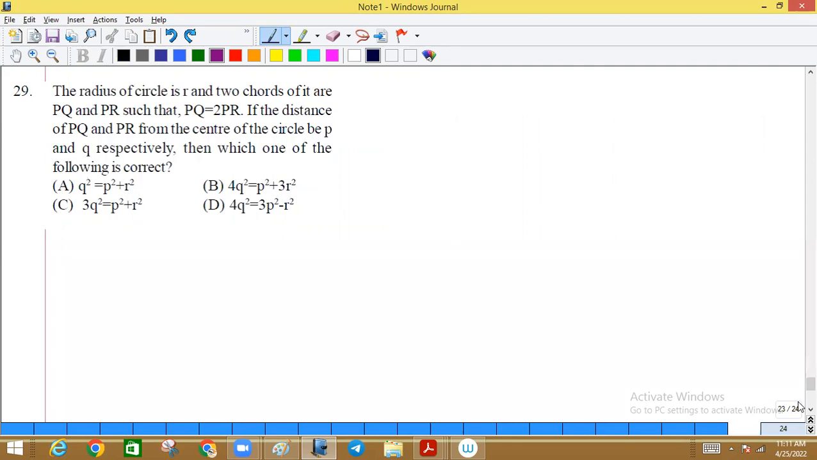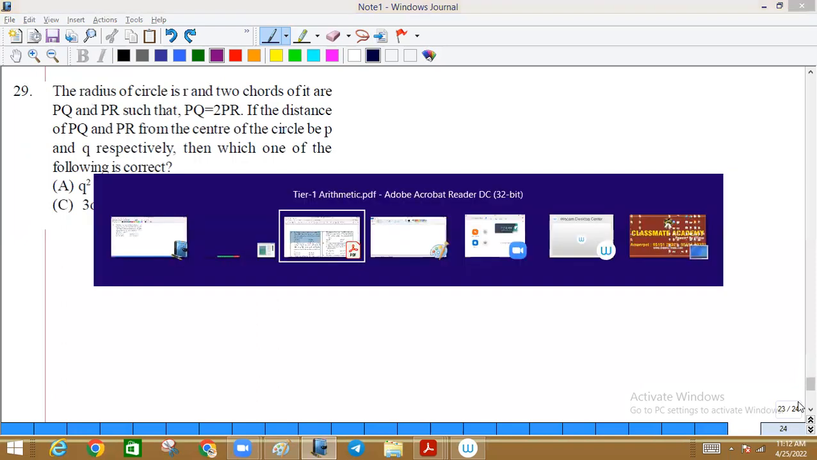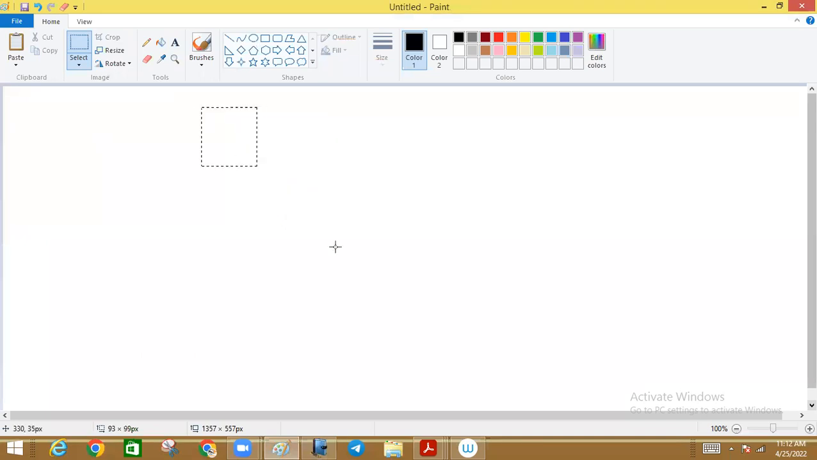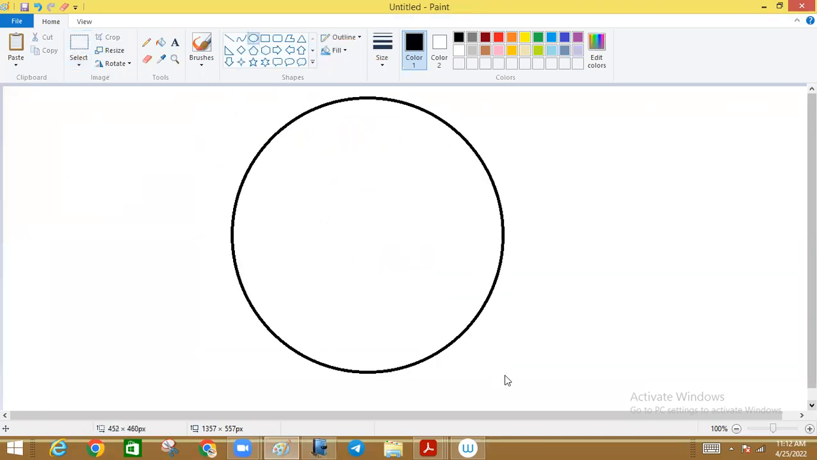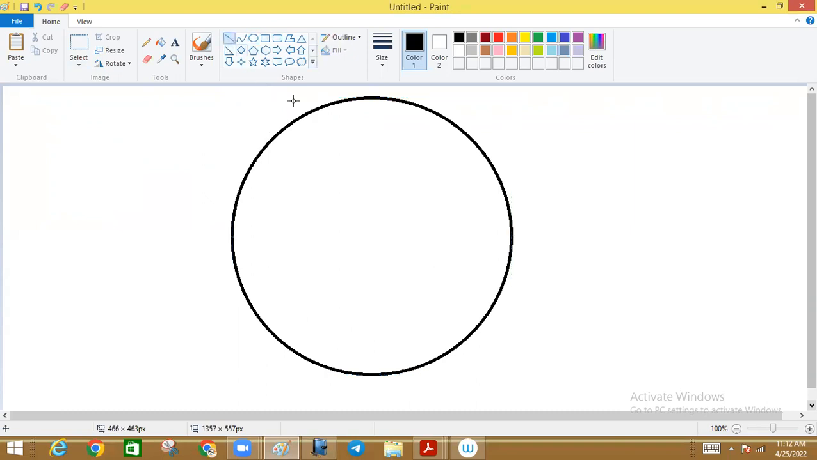The radius of a circle is R and two chords of it are PQ and PR such that PQ is equal to 2 times PR. If the distances of PQ and PR from the center of the circle are P and Q respectively, then which of the following is correct? Which chord is the larger chord? Obviously, PQ is the larger chord because PQ is 2 times PR. So draw two chords from the same point. I'm drawing two chords from the same point.